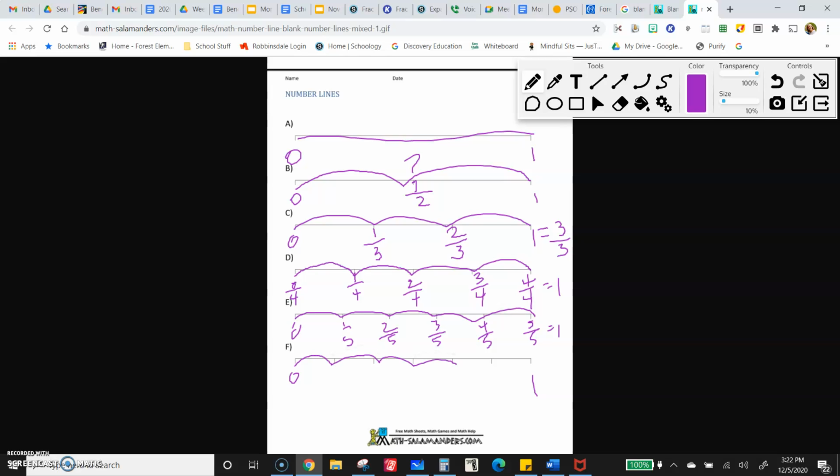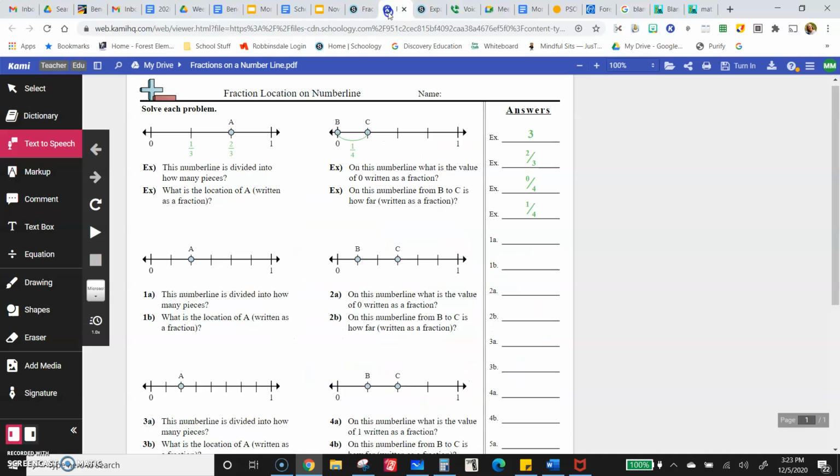1, 2, 3, 4, 5, 6 jumps. It's in 6 pieces, so it's sixths: 1/6, 2/6. Remember, the bottom number just tells me how big the pieces are. The top number tells me how many of those pieces I have. Fractions on number line. Not too tricky, hopefully.